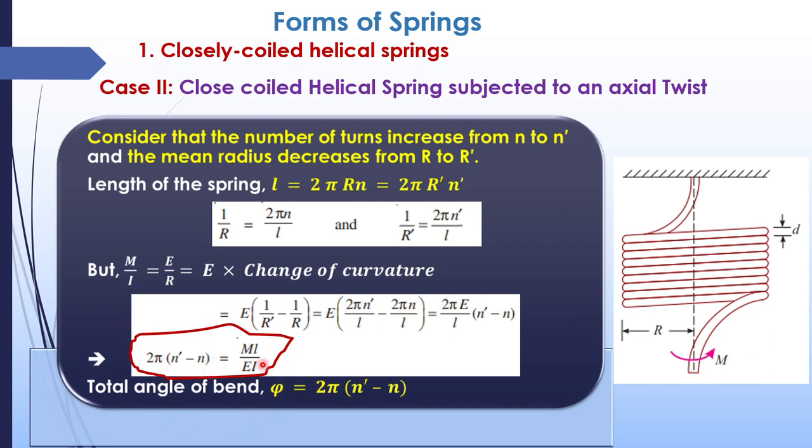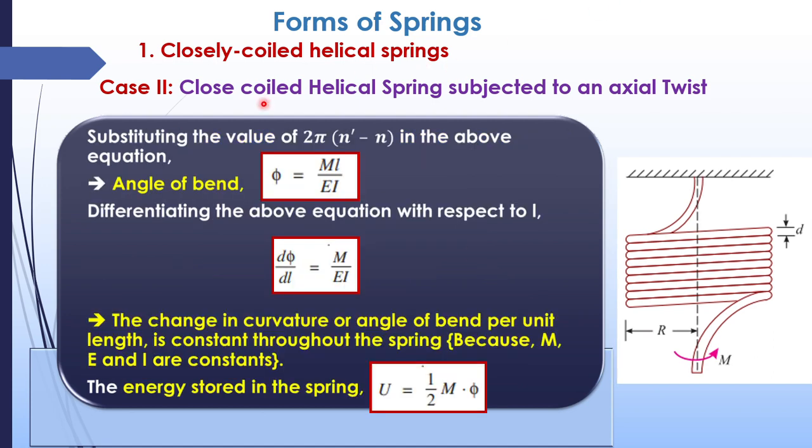Now the angle of bend phi. In the earlier case it was the twisting angle. So here the angle of bend phi is equal to 2 pi n dash minus n, ML, because ML divided by EI is nothing but the angle of bend. 2 pi n dash minus n is nothing but the angle of bend. So angle of bend is nothing but ML divided by EI.